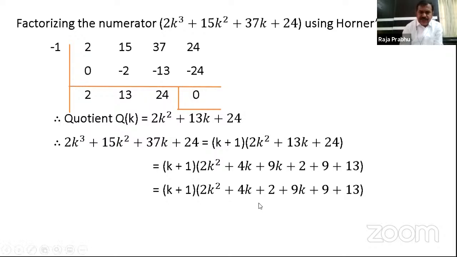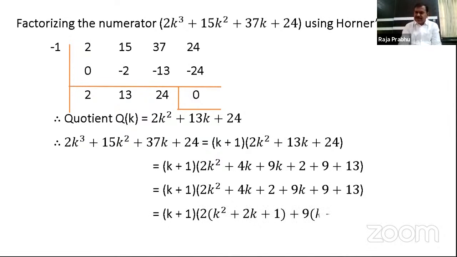Now from the first three terms, it is very clear that 2 is in common, whereas in the next two terms 9 is in common. So taking 2 and 9 common, then we get k plus 1 into 2 into k square plus 2k plus 1, plus 9 into k plus 1, plus 13. Okay, also a very simple step here.